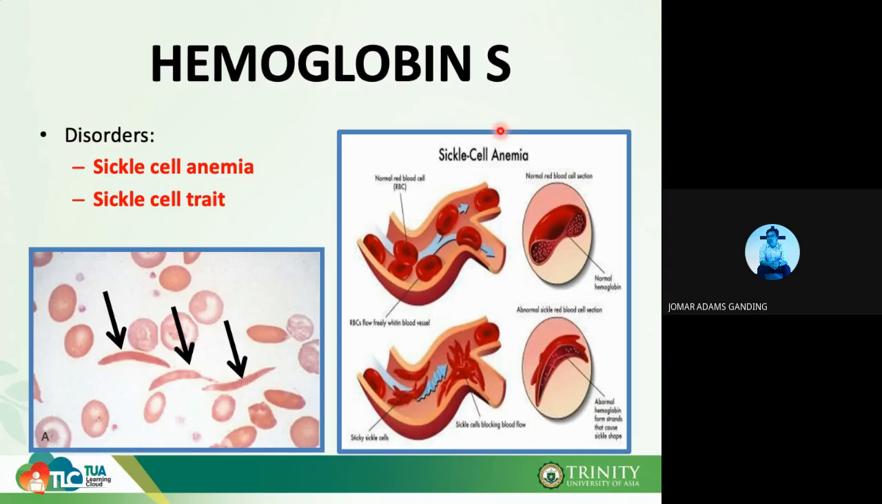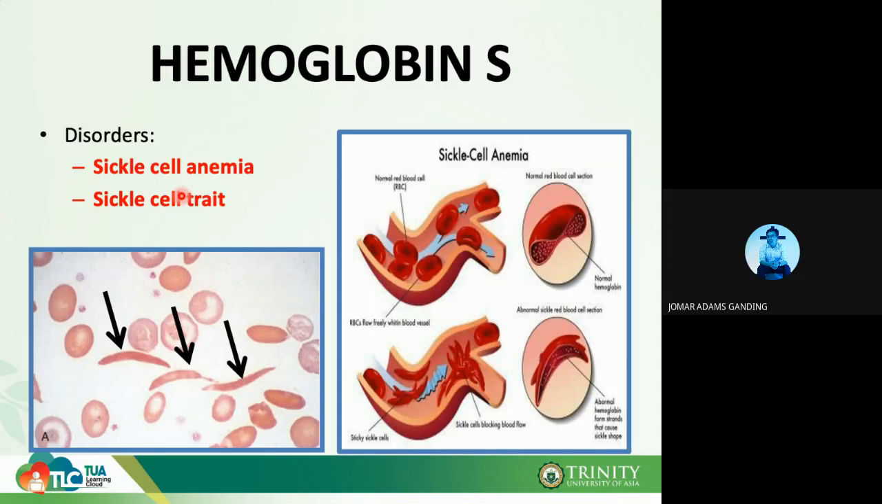Okay? So please remember that in sickle cell anemia, the hallmark feature of hemoglobin S is vaso-occlusion, pagbabara ng inyong mga ugat, kaugat-ugatan, okay? So, this is specifically seen in your capillaries. There are also episodes of recurring pain, which collectively we call crisis, okay?